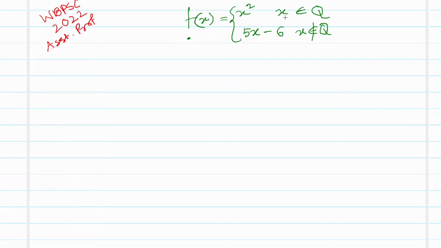Basically when x is rational the function is x square, and when x is irrational, x does not belong to Q, then the function is 5x minus 6, and you have to check for continuity of this function, continuity of f. So basically where the function is continuous, or even at all, you have to check.